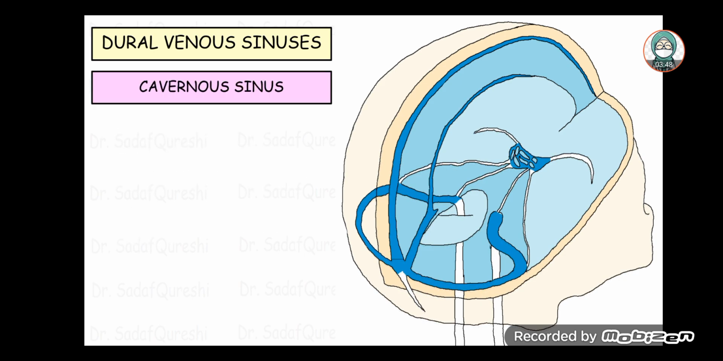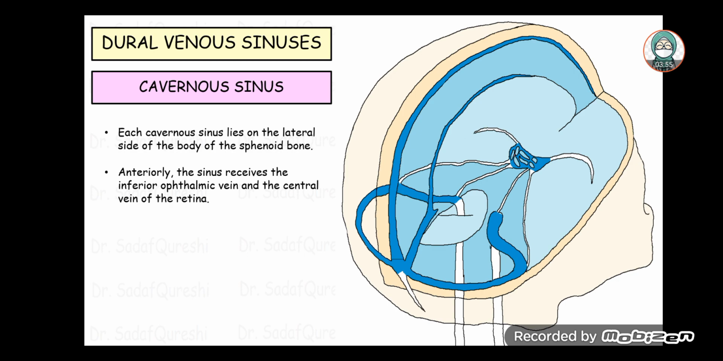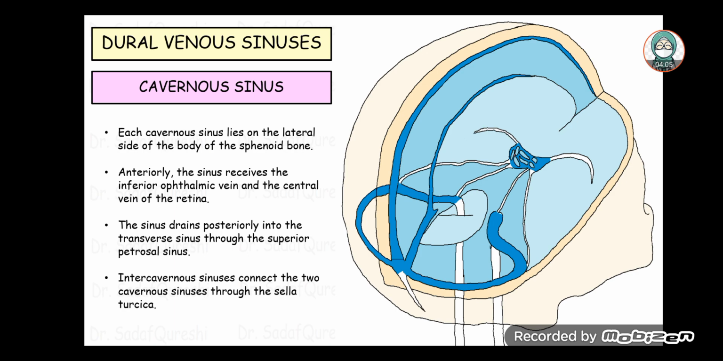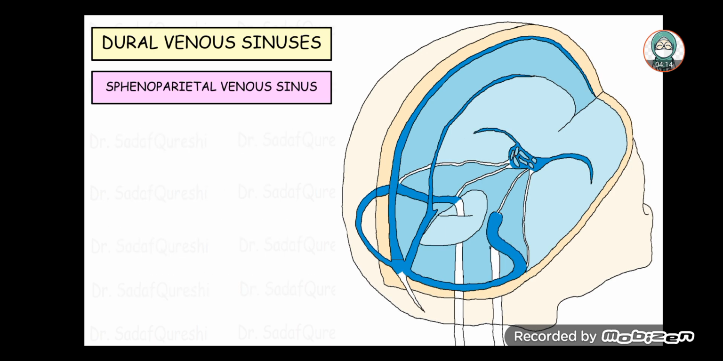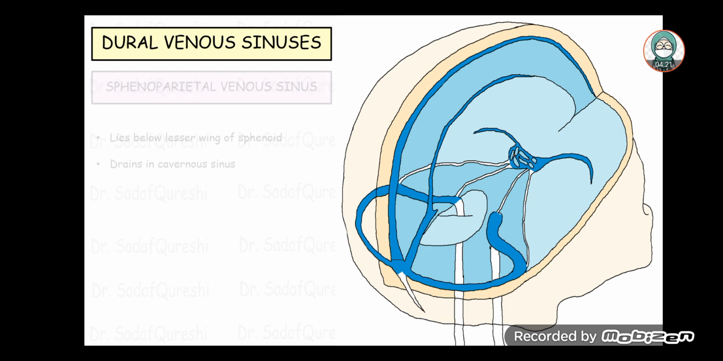The next sinus we have is the cavernous sinus. Each cavernous sinus lies on the lateral side of the body of the sphenoid bone. Anteriorly, the sinus receives the inferior ophthalmic vein and the central vein of the retina. Then the sinus drains posteriorly into the transverse sinus through the superior petrosal sinus. There is another sinus, the intracavernous sinus, that connects the two cavernous sinuses through the sella turcica. Then we have another sinus, the sphenoparietal venous sinus, that lies below the lesser wing of the sphenoid bone. It drains into the cavernous sinus.